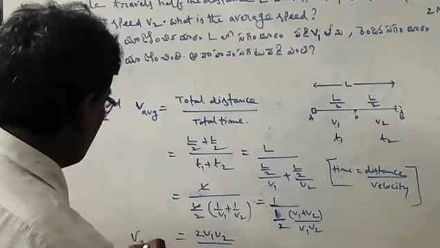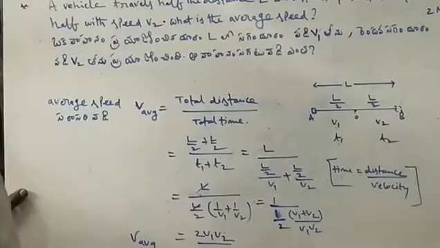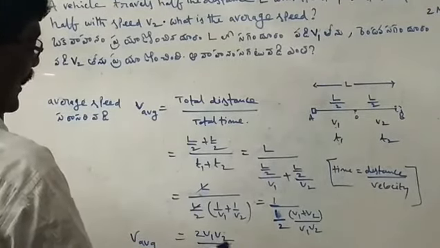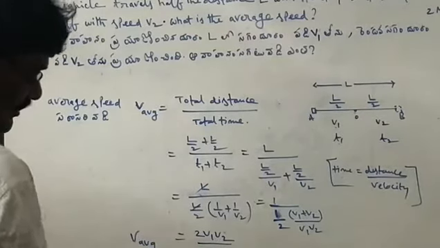V average is equal to 2 v1 v2 by v1 plus v2. This is our answer.